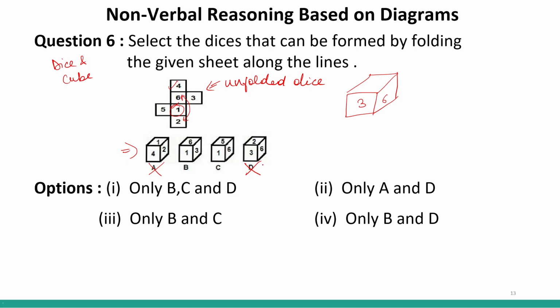Clear? Now if you look at B, 1, 3 and 6. Upon folding, 1, 3 and 6 can be adjacent to each other. Yes. So this is correct. Then we have 1, 5, 6. Upon folding, 1, 5, 6 can be adjacent to each other. Yes. So this is also correct. So both B and C can be used to represent this particular unfolded dice. So our answer will be option number 3, only B and C. Okay. This will be the correct answer.